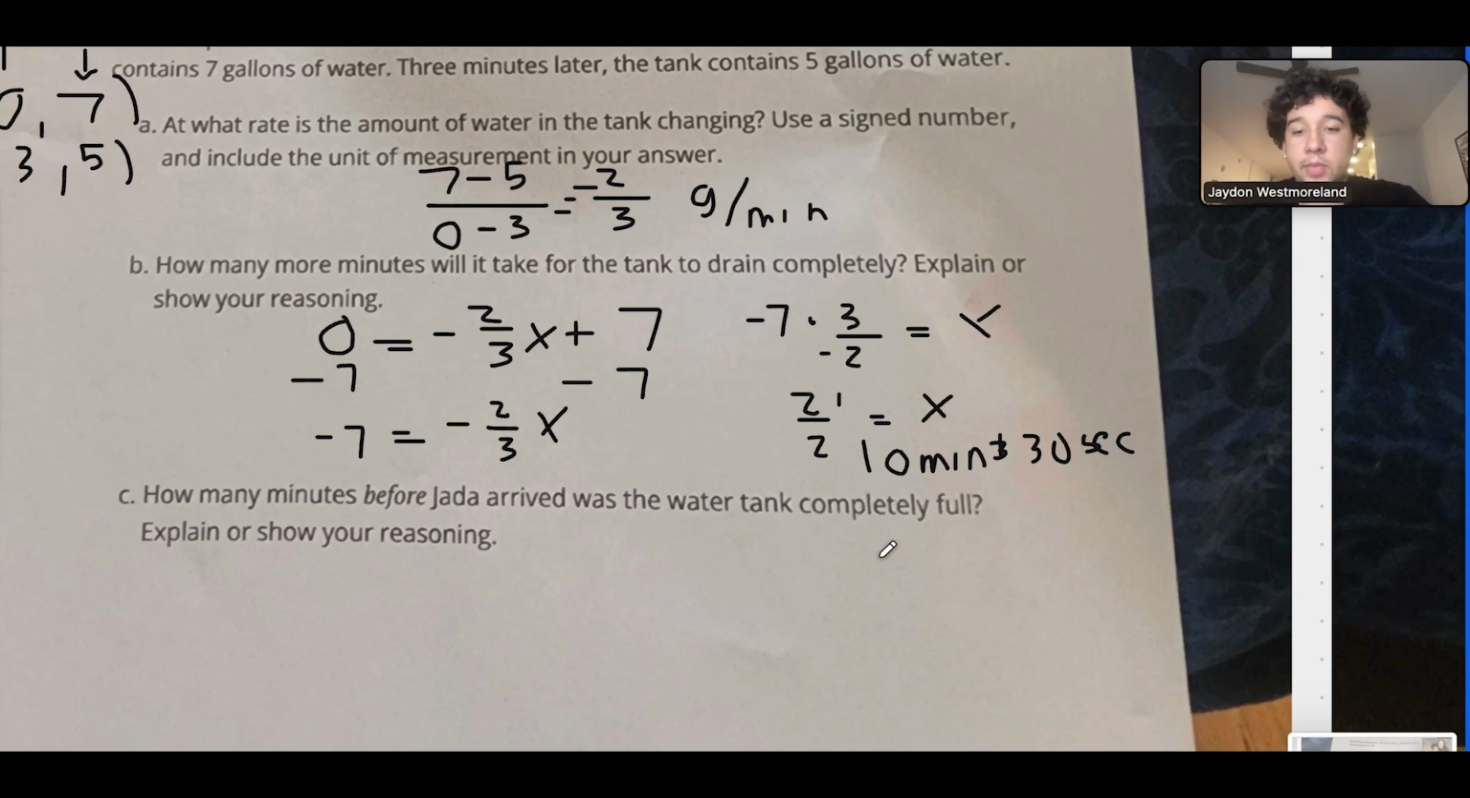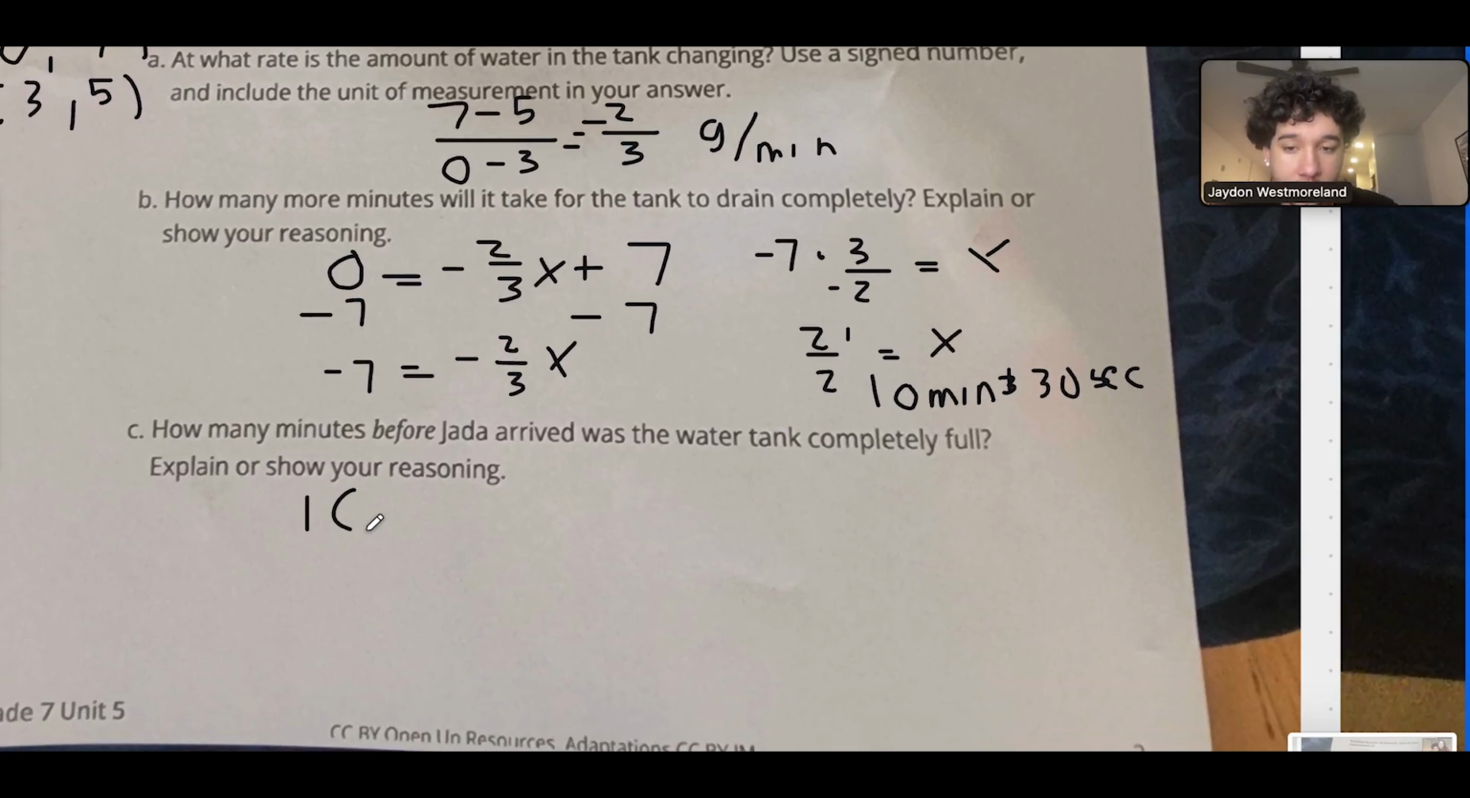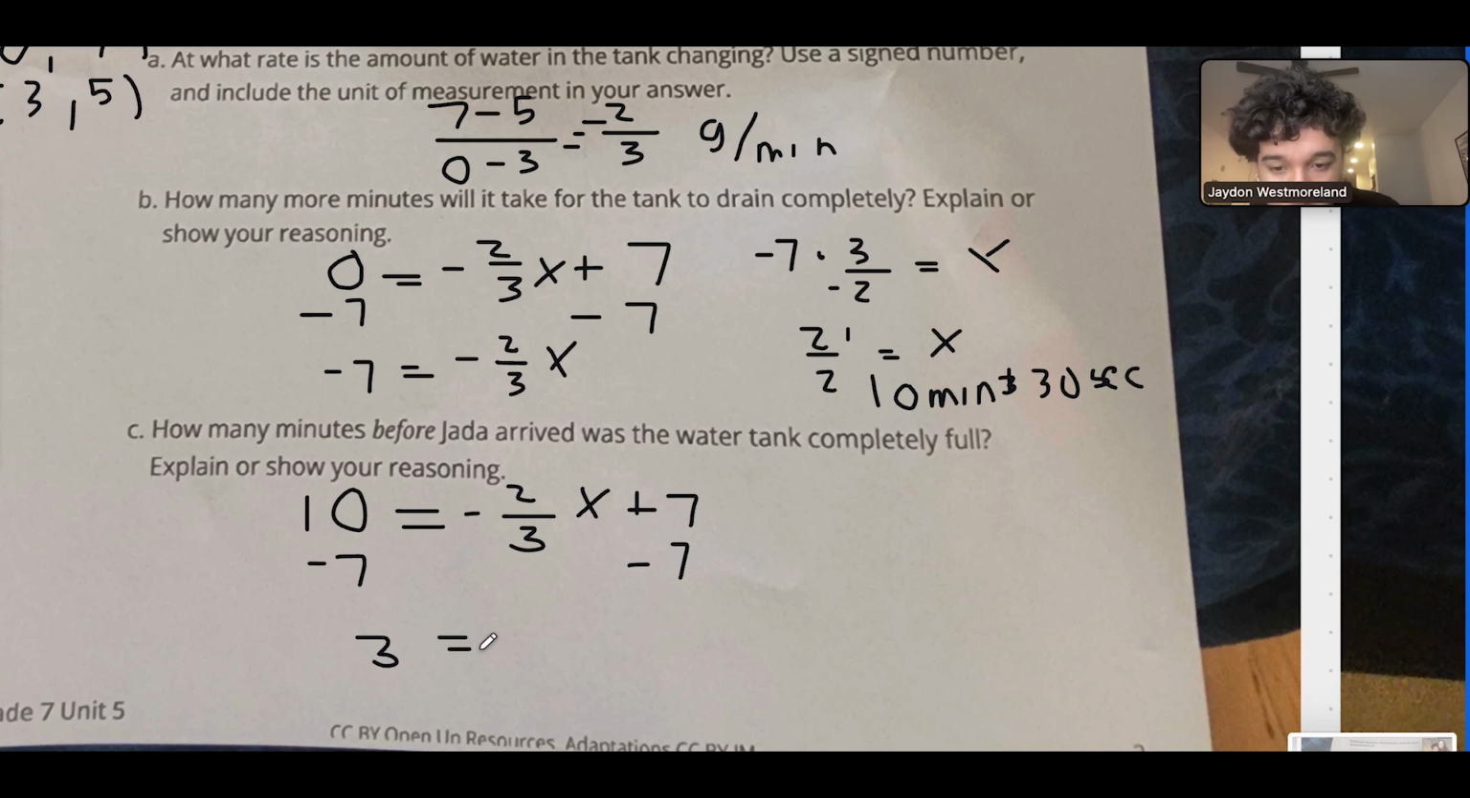Okay, now how many more minutes before Jada arrived was the water tank completely full? Well, I'm going to do the same thing. I'm going to use my same exact equation, but instead of having 0 here, I'm going to have 10. 10 is equal to negative 2/3 x plus 7. Again, none of this changes because my initial value is still 7 and it's still decreasing at negative 2/3 x, but my process does not change. I'm going to subtract 7. I got 3 is equal to negative 2/3 x.